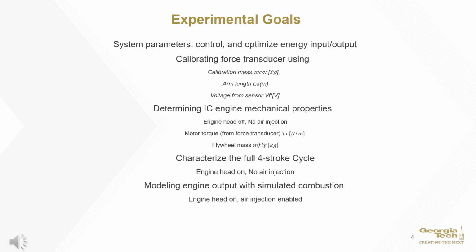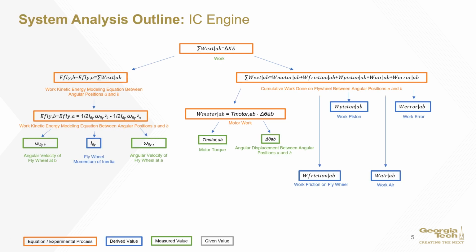The final part of the goal of this experiment is to model the engine output with simulated combustion, this time with both the engine head on as well as air injection. These are the goals for this experiment. To meet these goals, we want to first take a look at the ICEngine outline.